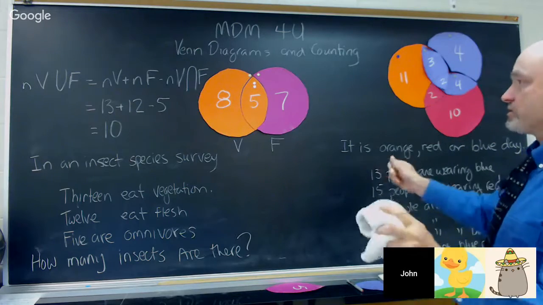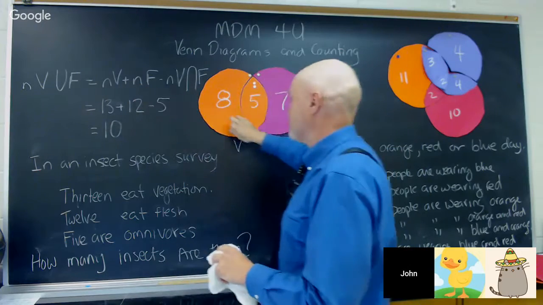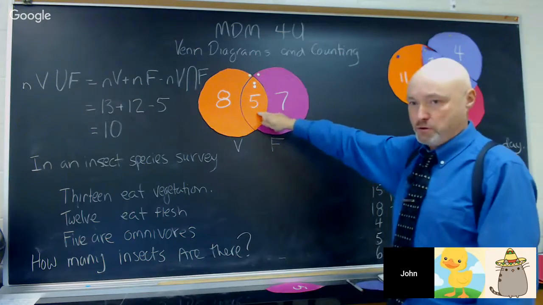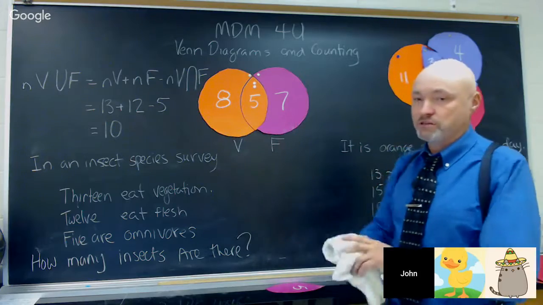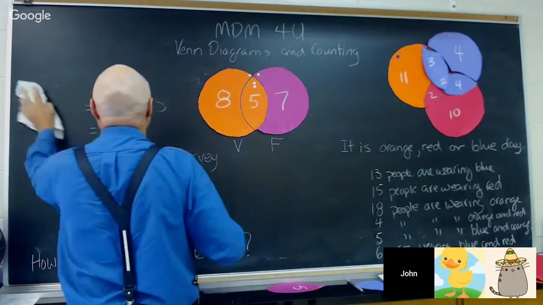Okay, so notice this is inclusion and exclusion. When we just took the 2 sets and added them together, we included the 5 that do both twice, and so we excluded them to correct for that. Okay, so that's with 2 sets.